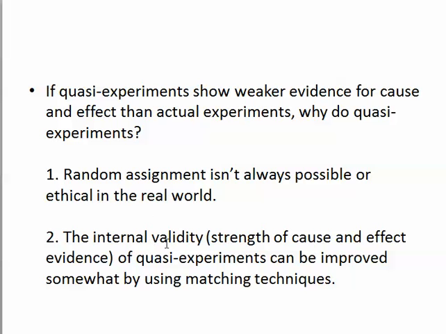But the internal validity, since random assignment is missing, the cause and effect evidence becomes weaker and internal validity goes down. But that can be improved by using matching techniques, by creating matched pairs in which each person in group 1 is matched with the most similar person in group 2, and the two people in each pair are compared with each other. That can help improve the cause and effect evidence of a quasi-experiment.